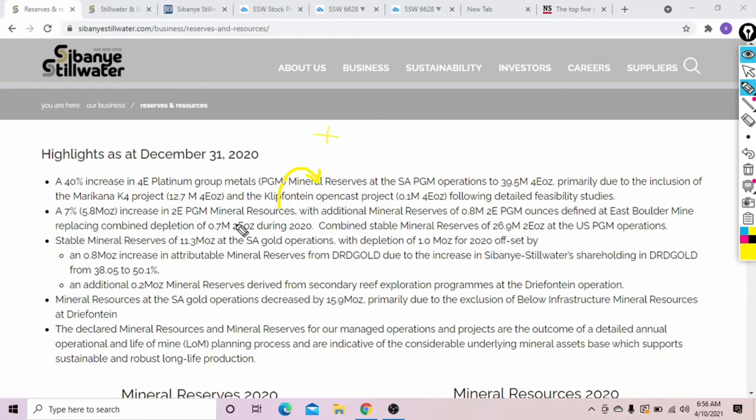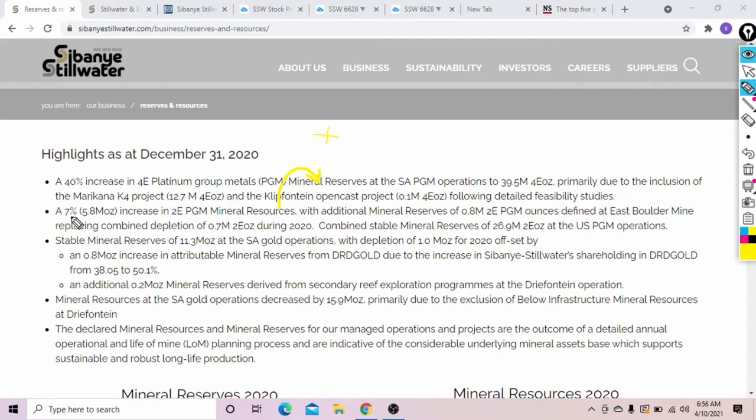So now, if these resources are increasing, that's good, because now there's a potential for them to be converted into reserves and we mine them. So it shows that the assets are increasing, and also the life of the mine is increasing, which means you can still buy Sibanye and hold it for a longer term. It's still going to be in existence for the next longer period of time.